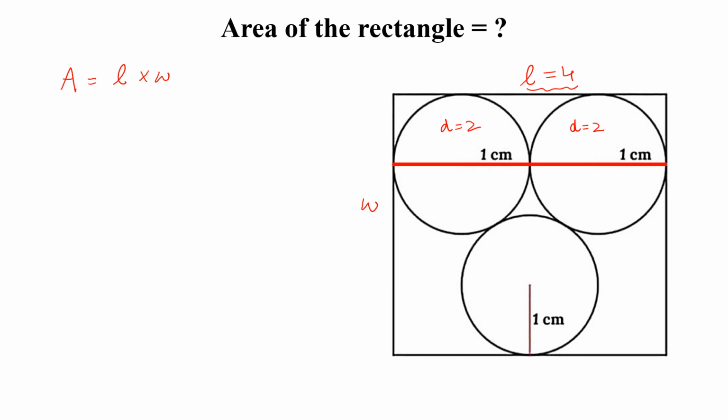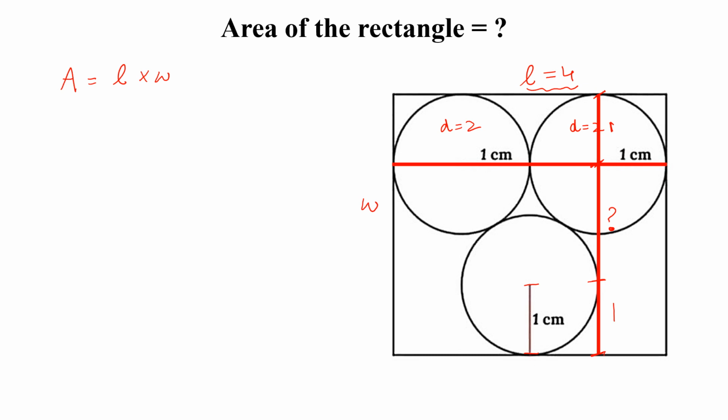How to calculate the width? First we draw this line. This is the width of this rectangle, and from here to here this length is also 1, and from here to here this length is also 1. How to calculate this length?